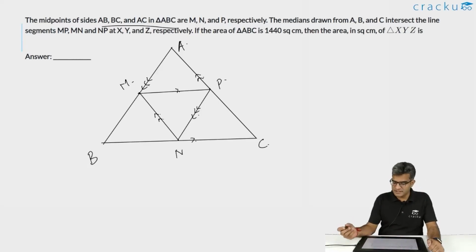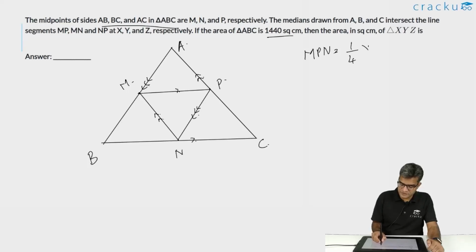We are also told that the area of triangle ABC is 1440. Therefore, the area of triangle MPN will be 1/4 of 1440, which will be equal to 360 centimeters square.